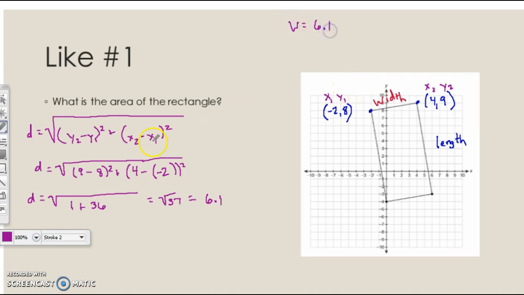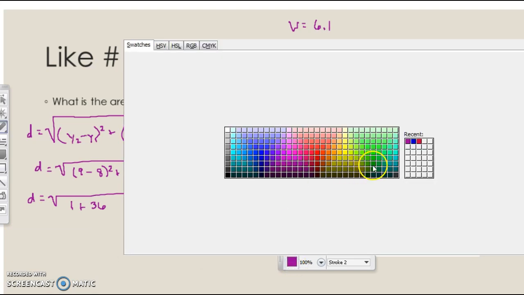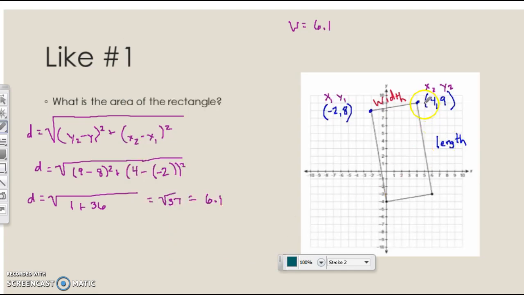All right, but I still have one more big job. And my big job here, I'm going to switch colors again. How about, let's go with this aqua color. I still need to find the length. So I have found the width. Now I need to find this guy over here. So I'm going to use these coordinates. This is right 6 and down 3.